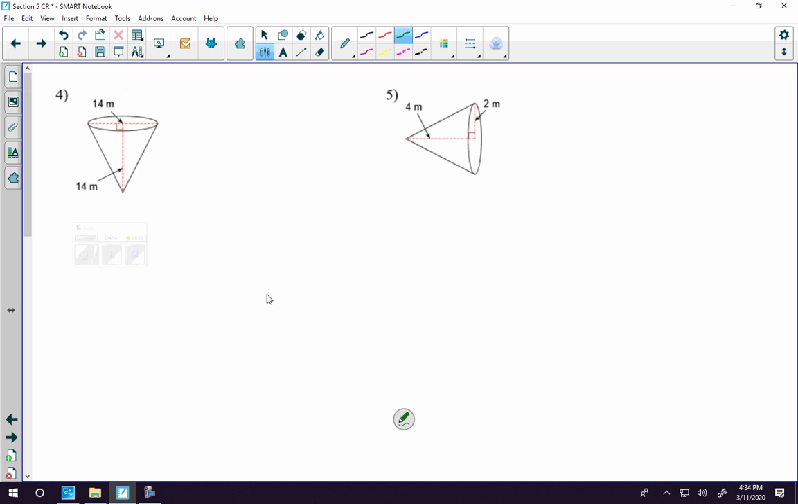Okay, moving on to finding the volume or space inside of a cone. So when we talk about finding the volume inside of a cone, we're talking about stacking circles. Okay, if we look at number 4, we're stacking circles. We're stacking them 14 meters high.